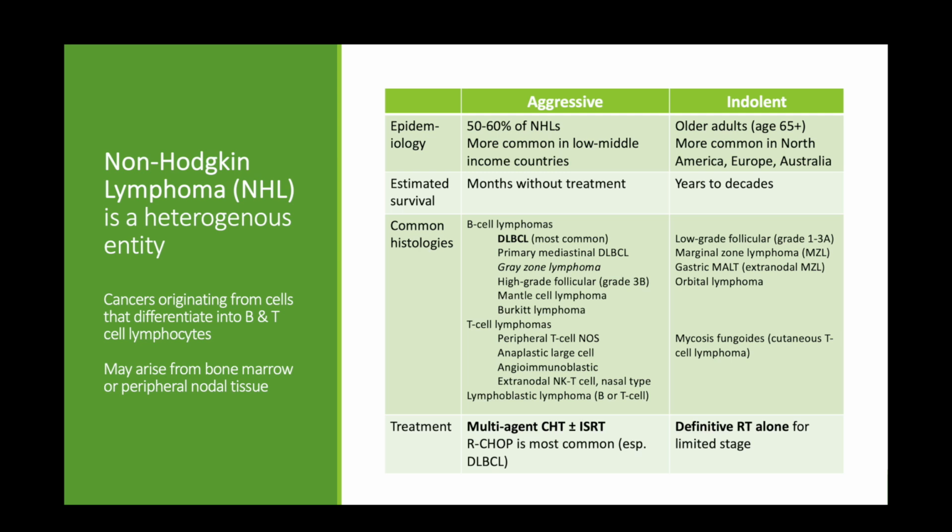And so that's a very broad overview of aggressive versus indolent non-Hodgkin lymphomas. Keep in mind that these may occur on a spectrum, and sometimes indolent histologies can transform into an aggressive subtype, and sometimes aggressive subtypes can even transform into leukemia. So keep in mind that things can happen on a spectrum, and this is a very broad and simplistic way of dividing into aggressive versus indolent.